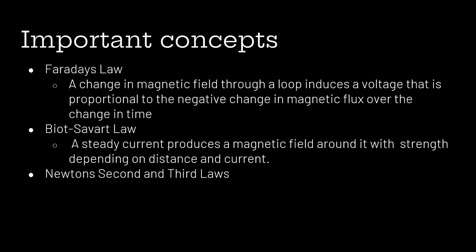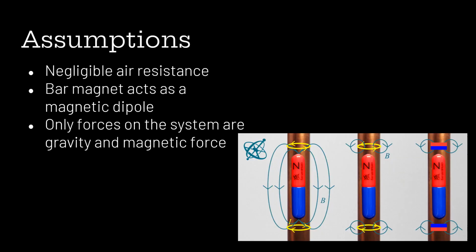Then Newton's second and third laws, for the sake of time, I'm not going to explain because we've been using them for the past two courses. Some assumptions we made in this lab were that air resistance was negligible, the bar magnet acts as a magnetic dipole, and the only forces acting on the system are the force of gravity and the magnetic force from the magnet and the induced currents in the copper or in the aluminum tube.